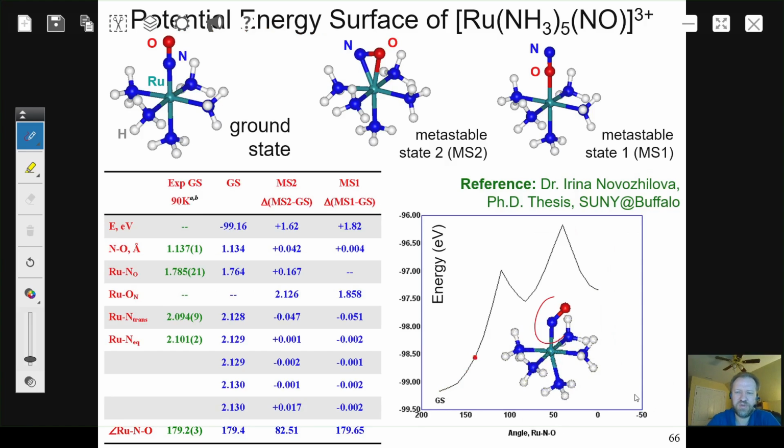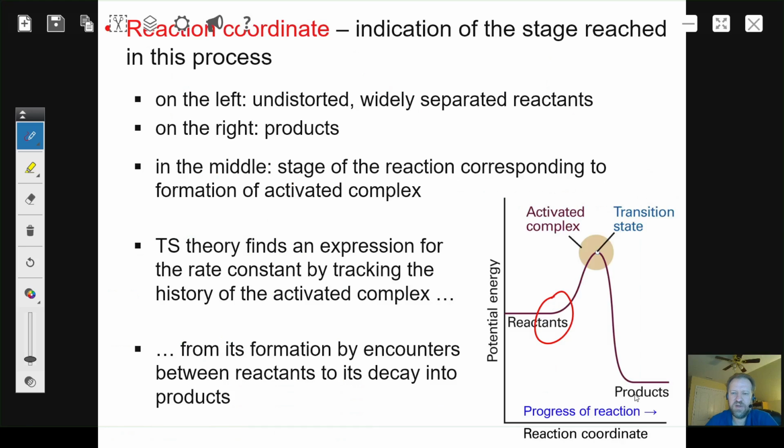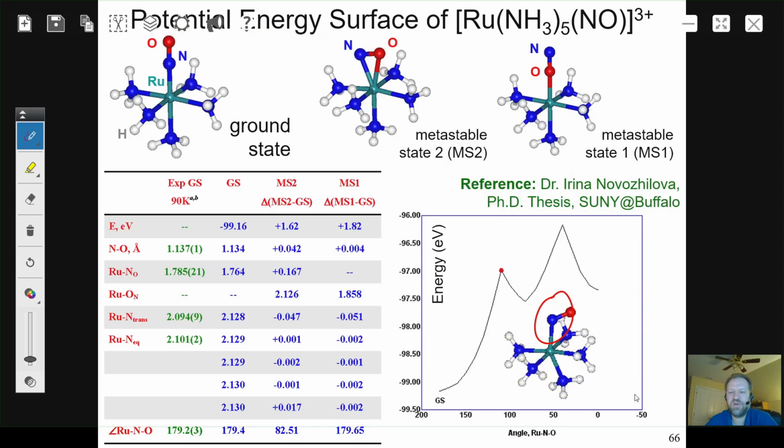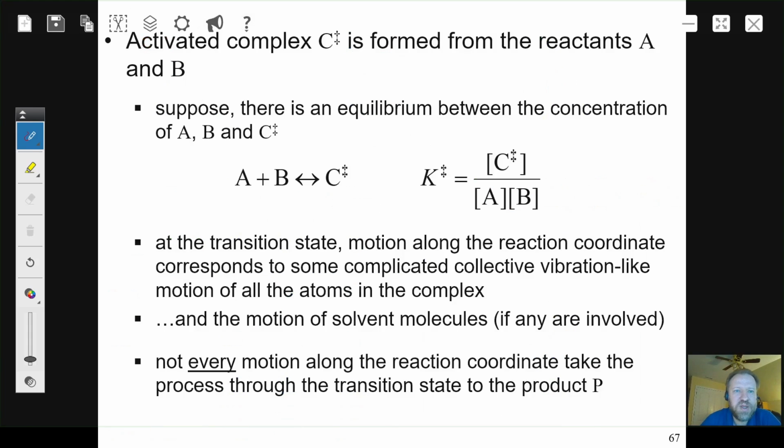So again, look what's happening here in this region. Of course, the rest of the molecule does respond, but not very significantly. So in this case, you can argue that the activated complex is essentially localized to ruthenium and nitro group, but the rest of the molecule does respond to the changes taking place in the activated complex. All right, enough about this.